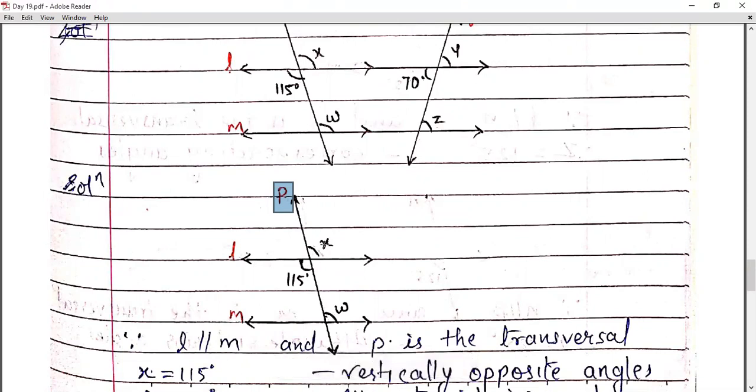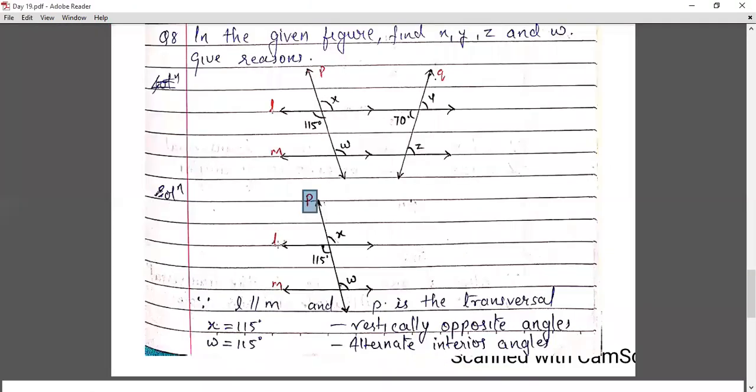You can see, since lines L and M are parallel and P is the transversal, X is equal to 115 degrees. They both are vertically opposite angles. Also, 115 and W are alternate interior angles. So W is equal to 115.